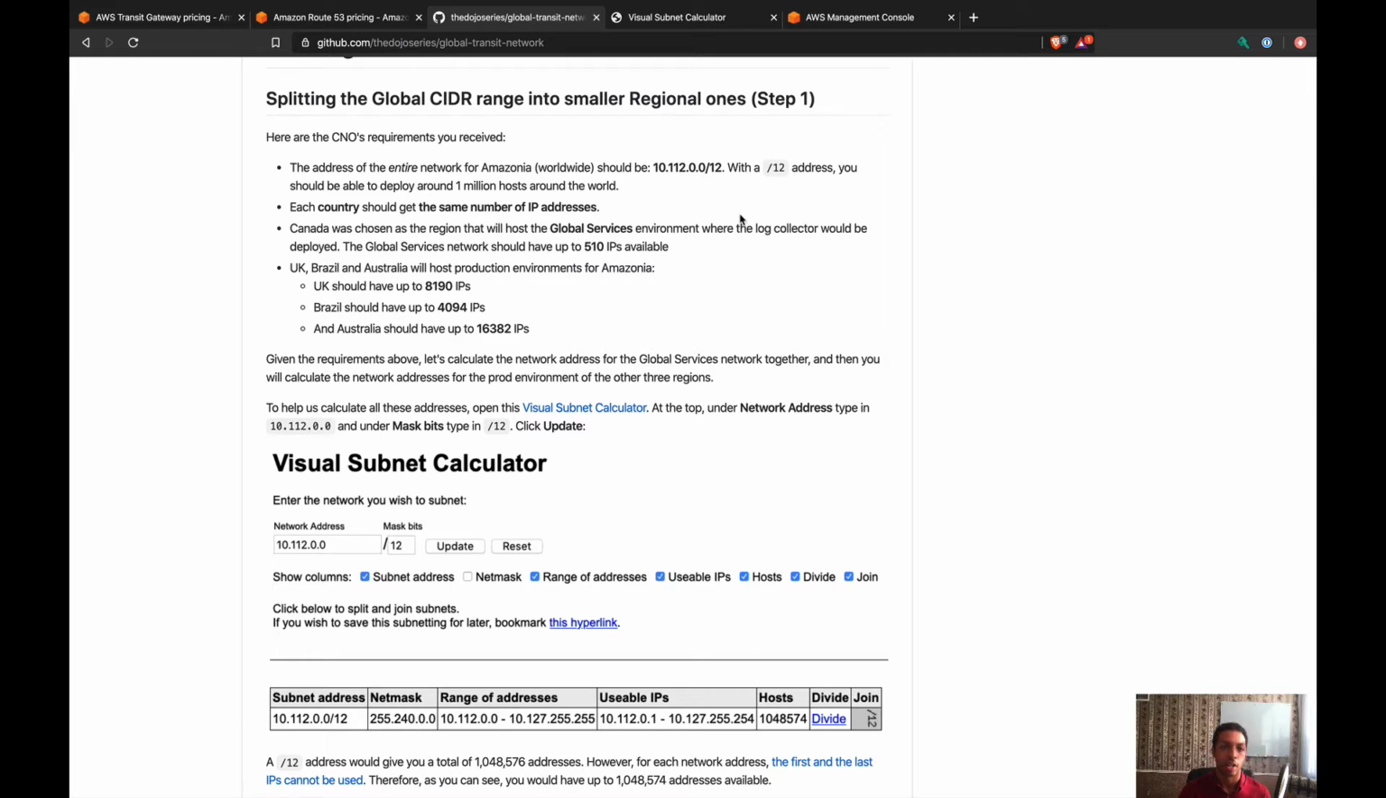In Canada, we're going to have an environment called global services, which is where the log collector would be deployed in this case. And that VPC should have up to 510 IP addresses available. Now for UK, Brazil, and Australia, they're going to host a production environment. UK should have up to 8,190 IPs, Brazil should have up to 4,094, and Australia 16,382.